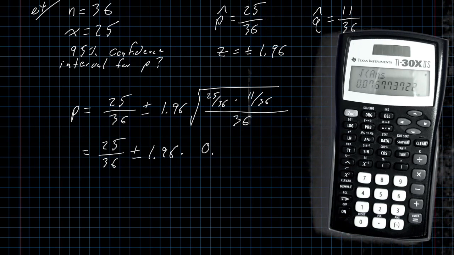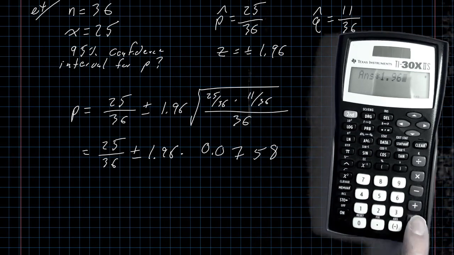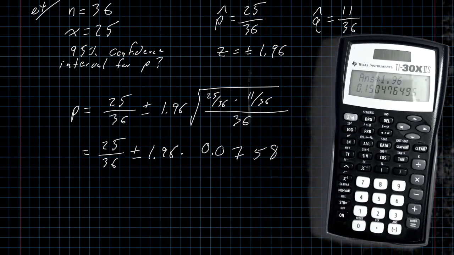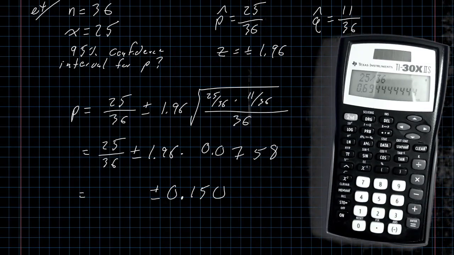is 0.0758. I'll round that up to 0.758. I'll take that number and I'll multiply times 1.96. To get 0.150. Now also I will take the 25 divided by 36, write that as a decimal as well. It is 0.694.